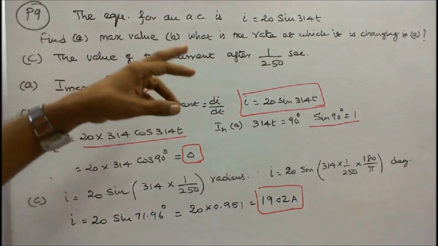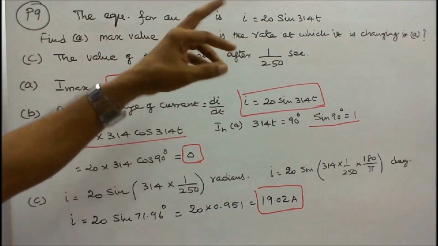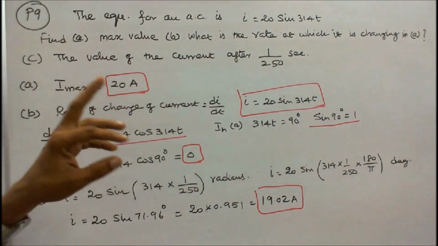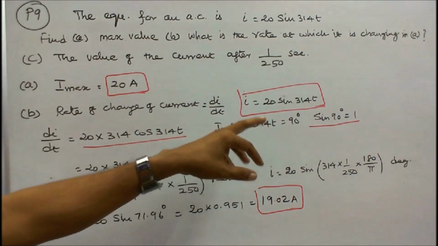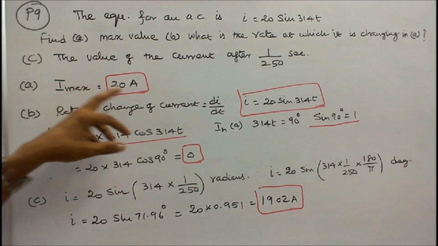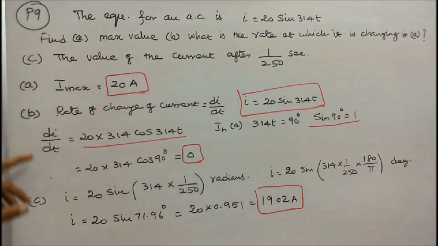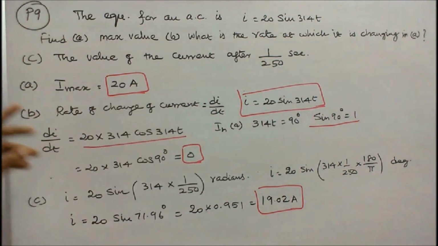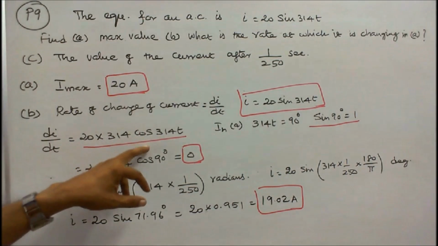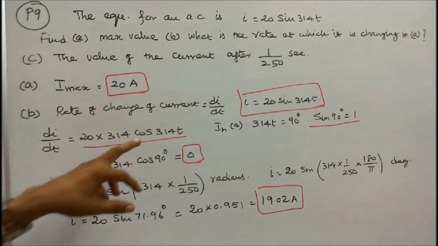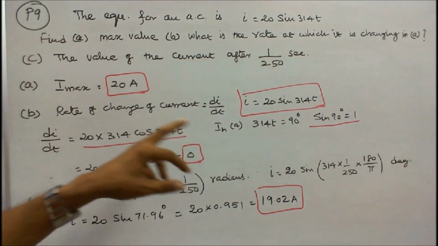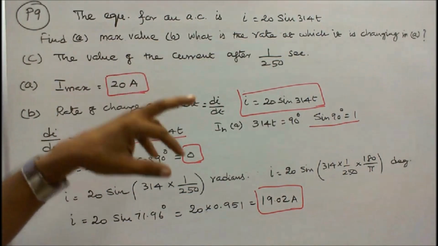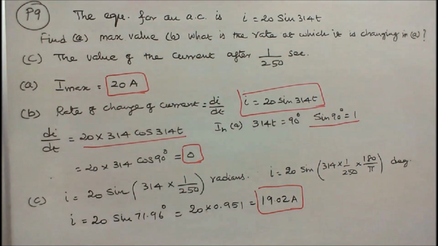B. What is the rate at which it is changing in A? So in this condition theta is equal to 90 degrees. Therefore sine 90 is equal to 1. We will get a maximum of 20 amps. So di by dt is equal to, I is given as 20 into sine 314 t, differentiate it, 20 into 314 into cos 314 t. Here 314 t is equal to 90 degrees, cos 90 is equal to 0. The rate at which it is changing in A is equal to 0.